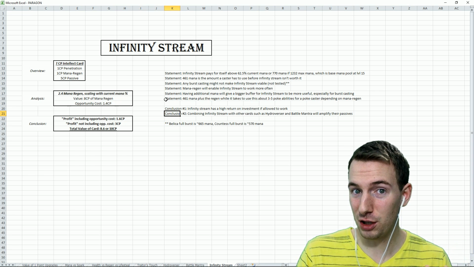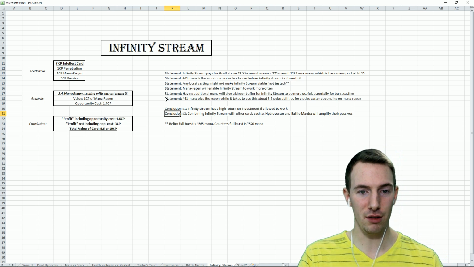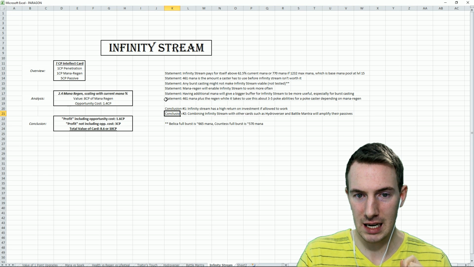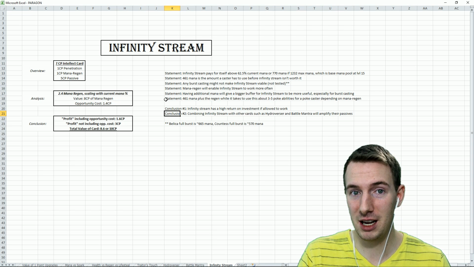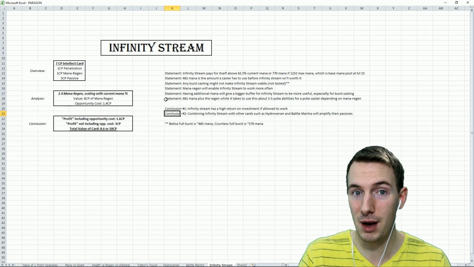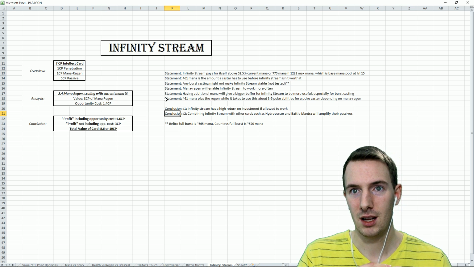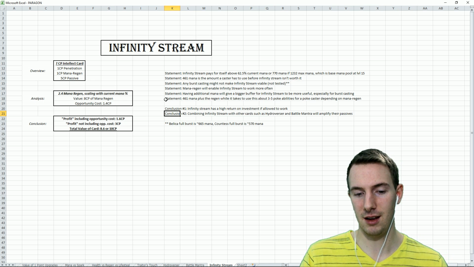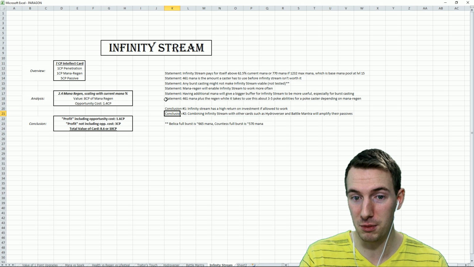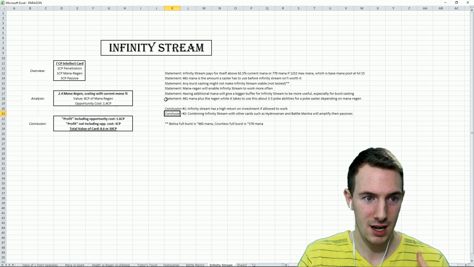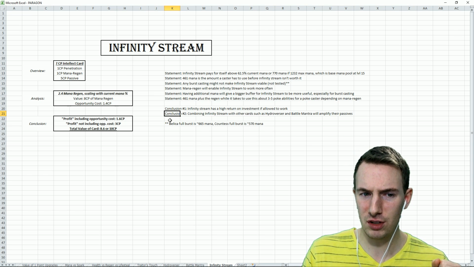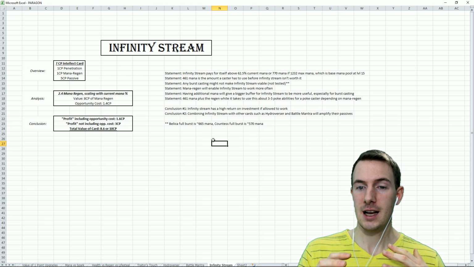Now, the next conclusion here: combining Infinity Stream with other cards such as Hydroverser and Battle Mantra will amplify their passives. Please go check out my Math Behind Hydroverser and Math Behind Battle Mantra videos, because you will see that if you combine these three, with a high amount of mana regen, oh my goodness, I can't even imagine. I am considering doing a math video where I try to combine the math of all three of them to see how they interplay, what the value is of all three working together. But I can already tell you that if you have a lot of mana regen, if you are able to be a good poke caster, not so much for these burst casters, it's going to be absolutely huge.